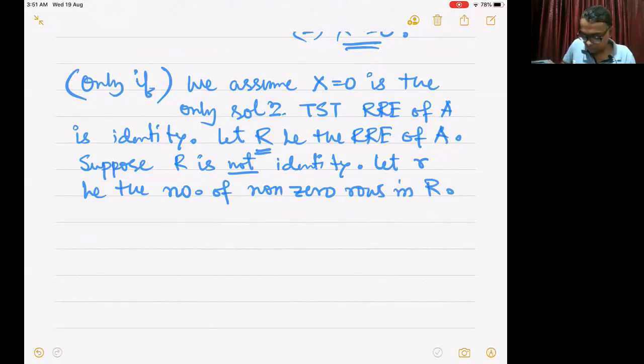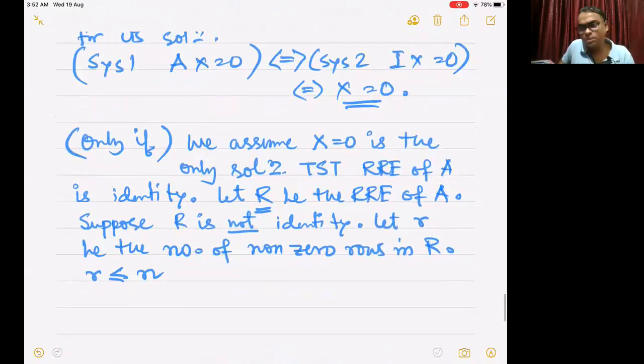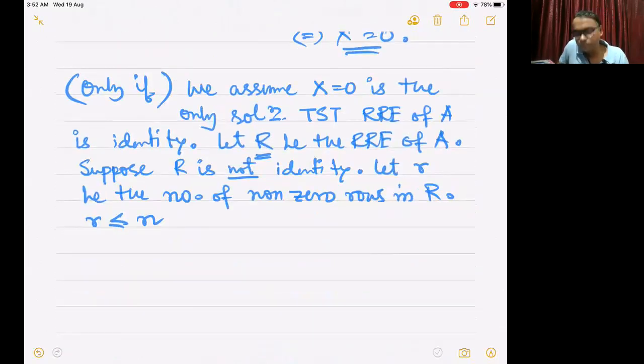Okay, but then r must be less than or equal to n, right? This is a square matrix, remember, so n number of rows, n number of columns. r must be less than or equal to n. Now tell me, can r be strictly less than n? Of course not, because if r is strictly less than n, the number of non-zero rows is strictly less than the number of variables, and our corollary one tells that there will be non-trivial solutions there. That's a contradiction, because I've said that the trivial solution is the only solution, right? So then this cannot be true.